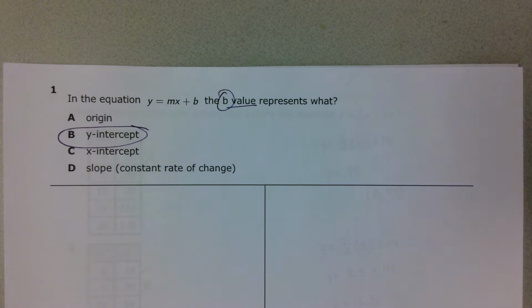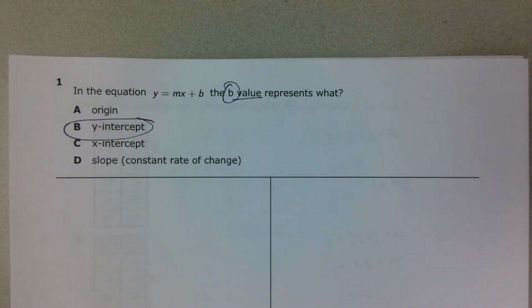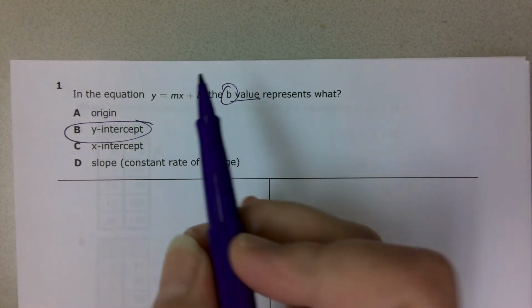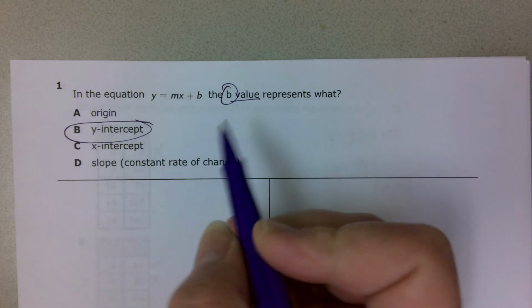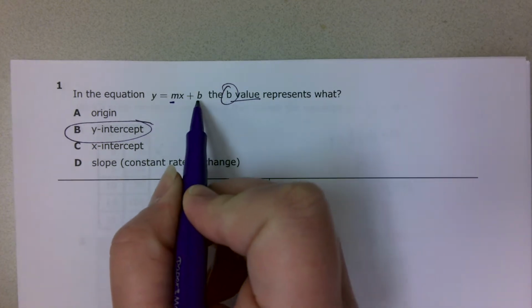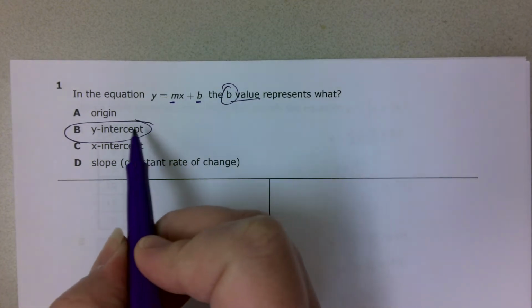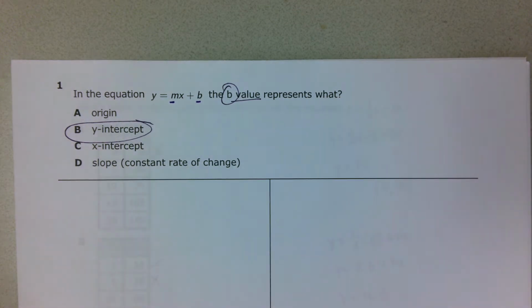Number 1, in the equation y equals mx plus b, the b value represents what? And so your xy here is just representing all the points that make up your line. Your m is your slope, and your b is your y-intercept. So the correct answer was B, y-intercept.